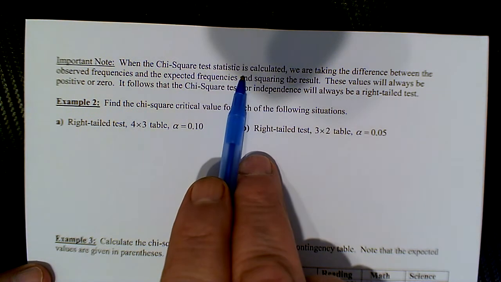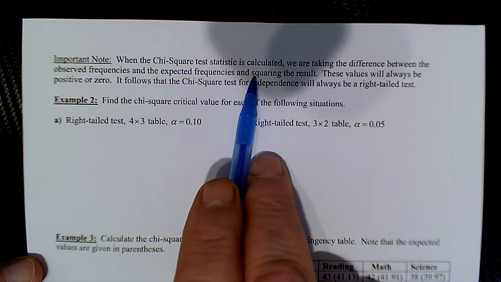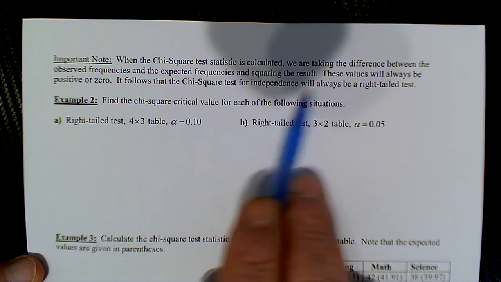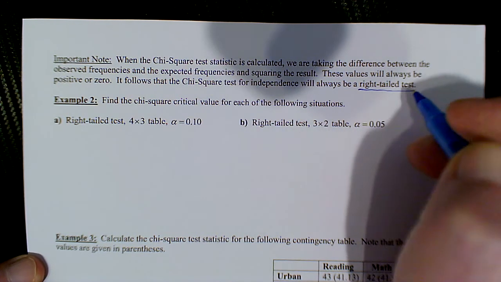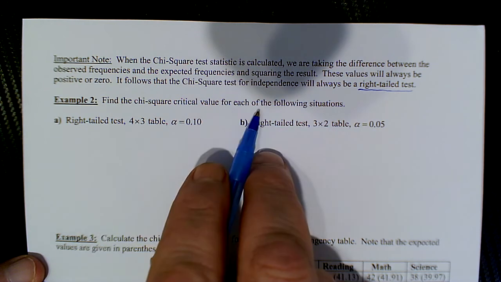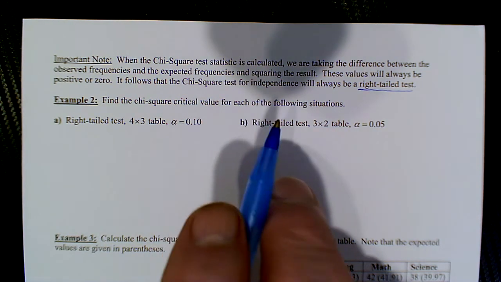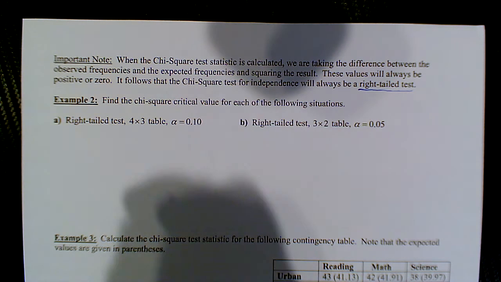We have another note here that chi-square values are always going to be positive or 0, and therefore it's always going to be a right-tailed test. So there's a couple examples finding the critical values. So we draw a distribution. First off, you might want to calculate the degrees of freedom.